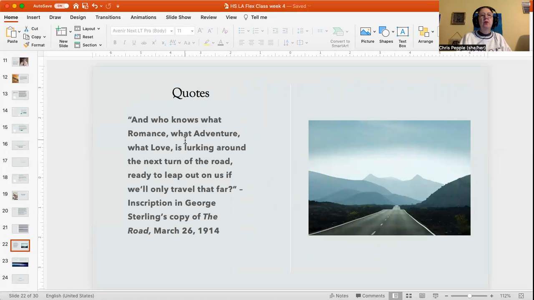And who knows what romance, what adventure, what love is lurking around the next turn of the road, ready to leap out on us if we'll only travel that far. This was in a letter that he put in George Sterling's copy of The Road, the inscription that he signed.